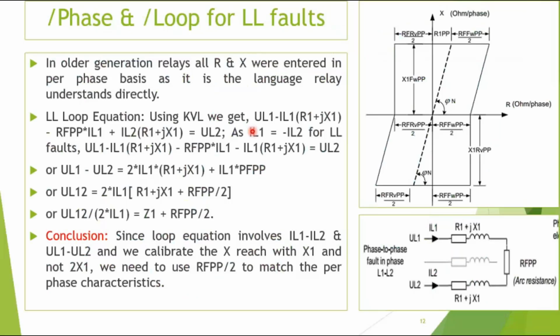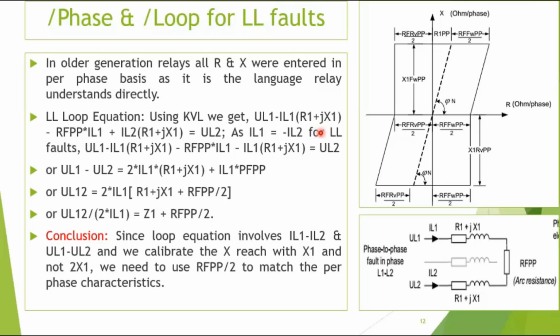Now we have one very important thing: the understanding of per phase and per loop. In today's world, this is more important because there are relays which define X in per phase and R in per loop. For the utility of the user, it has become more user friendly. Today's relays are more user friendly. So the R axis, the resistive axis, is very useful when we define on a per loop basis, and the X axis is more user friendly when we define on a per phase basis.